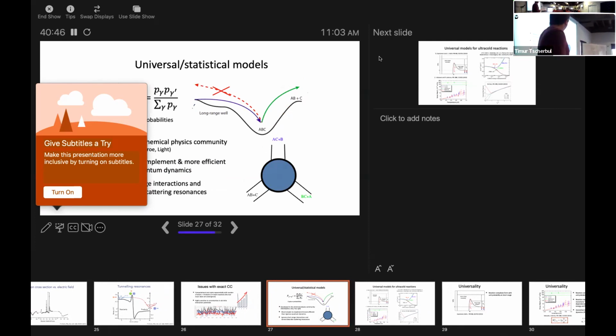There's no barrier. It says, okay, they come in, and there are so many states inside. The short-range interaction is so complicated, which it is, that there is no chance for these reactants to ever go back and re-emerge in the entrance channel again. So this is called the collision complex, or universal model.